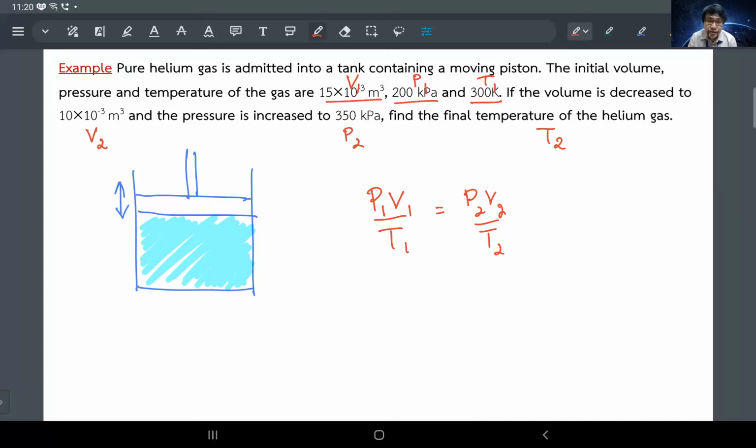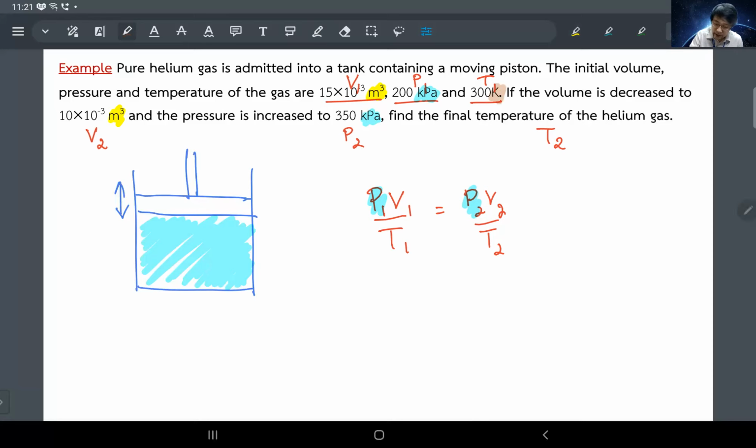The good thing about this equation is you don't need to convert every unit as long as you're using the same unit on both sides. For example, the pressure over here is 200 kilopascal, and down here is also in kilopascal, so you don't have to convert kilopascal to Pascal. The volume is already in cubic meters, and this is also in cubic meters. Look at the temperature. It's in Kelvin already. You don't even have to change anything. Just plug it in and you're done.